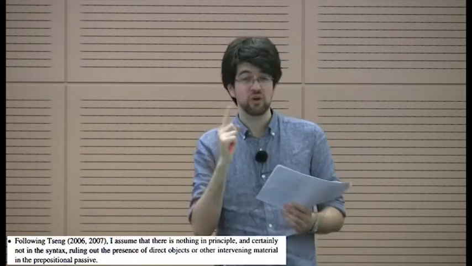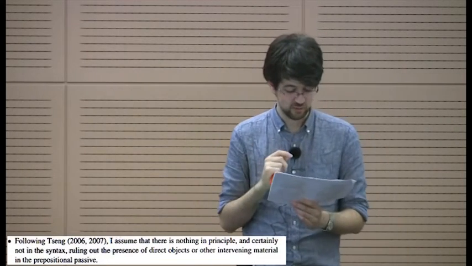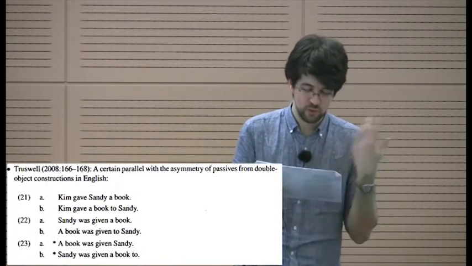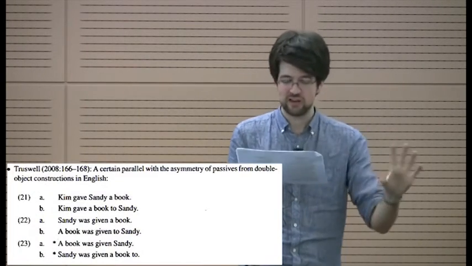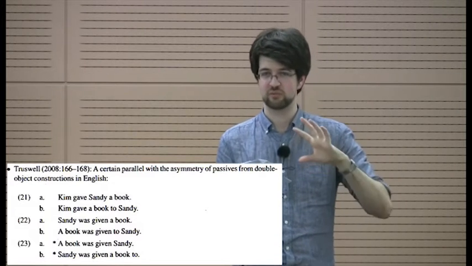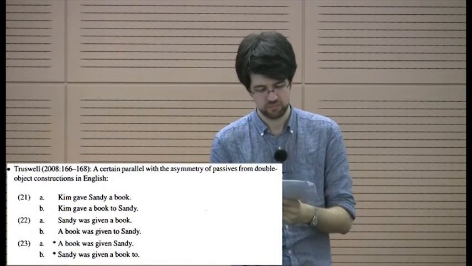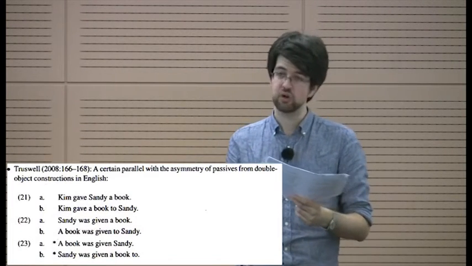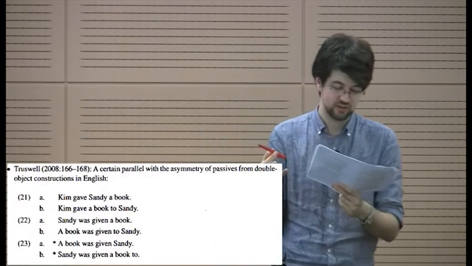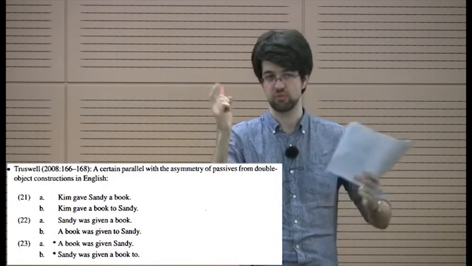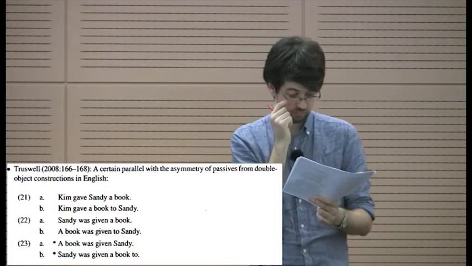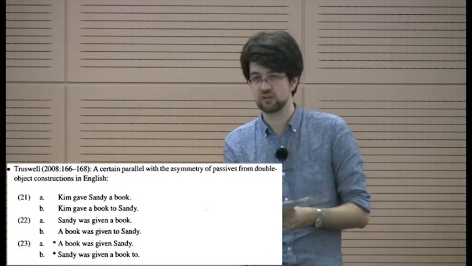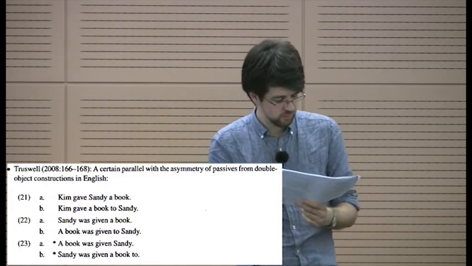But even if there were something syntactic going on, there's a get out, which is that the same thing happens with the regular passive. It's just harder to see. So Truswell pointed out that there's a certain parallel here with the fact that English is what people call an asymmetric language when it comes to double object constructions. So you have examples like "Kim gave Sandy a book", 21A, and you can get the passive "Sandy was given a book", where you promote the nearer argument, the closer object to the verb. But you can't have "a book was given Sandy", at least in standard British English.